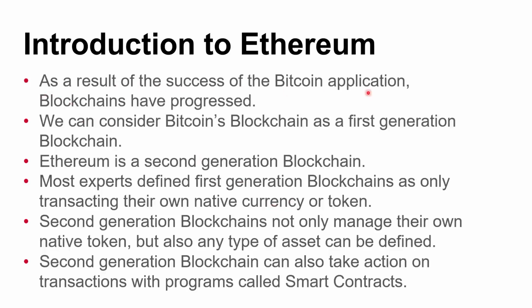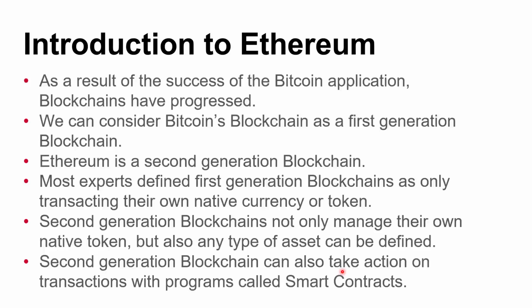And as a result of the Bitcoin application's success, it's been innovated, and there has been progress relative to blockchain. So we can consider Bitcoin's blockchain as a first-generation blockchain. Ethereum is a second-generation blockchain. Most experts define the first-generation blockchains as blockchains that only manage or only transact their own native token.